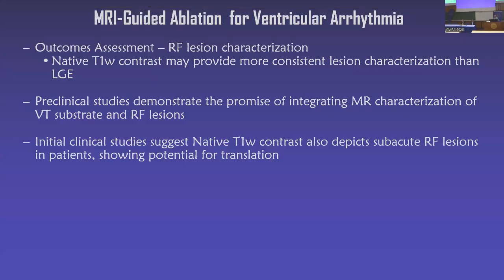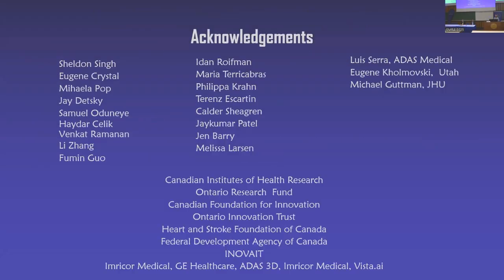So I got 10 seconds, so just to wrap up, we believe that MR is going to be important for outcomes assessment. The native T1 contrast seems to provide better lesion characterization. In our preclinical studies, we're showing the promise of being able to predict outcomes. We've now shown that we can see the lesions, and now we want to do the outcome studies in patients. I thank all the people that have contributed, and thank you for your attention.